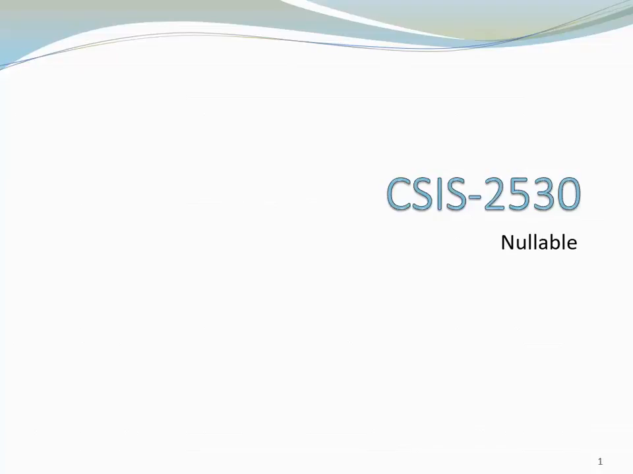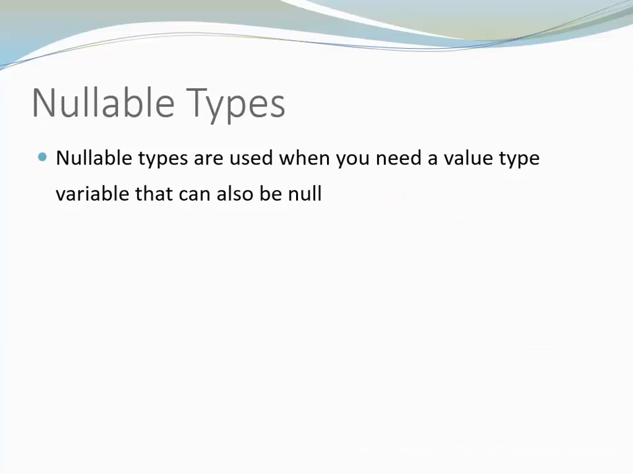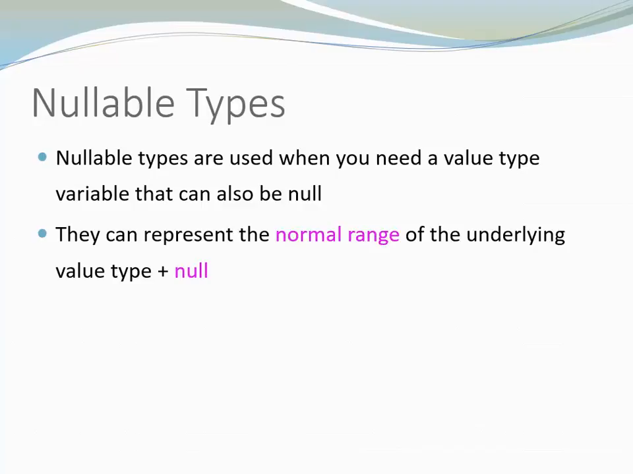Hi, in this video I'm going to introduce you to nullable types. Nullable types are used when you need a value type variable that can also be null. They can represent the normal range of the underlying value type plus the additional value null.